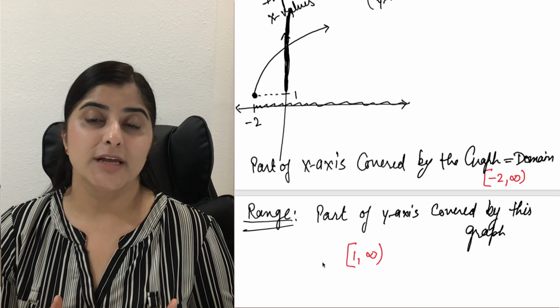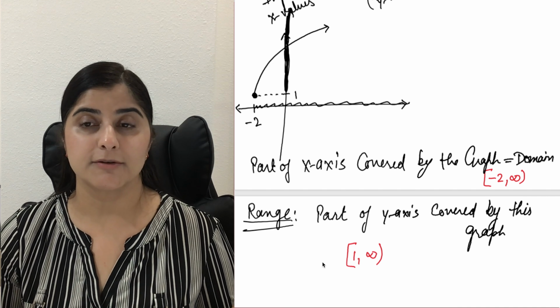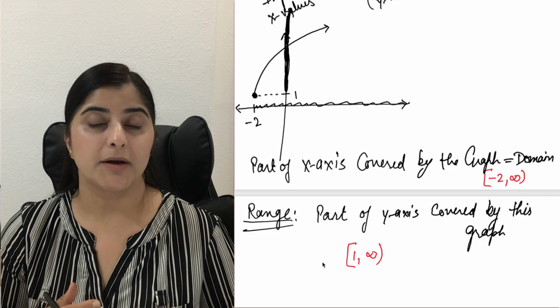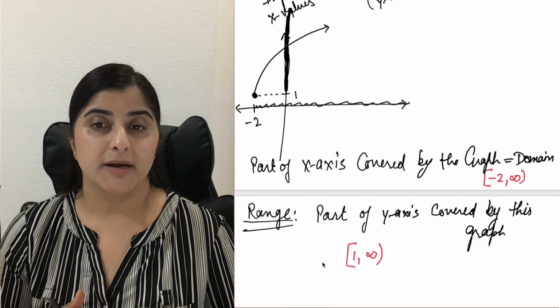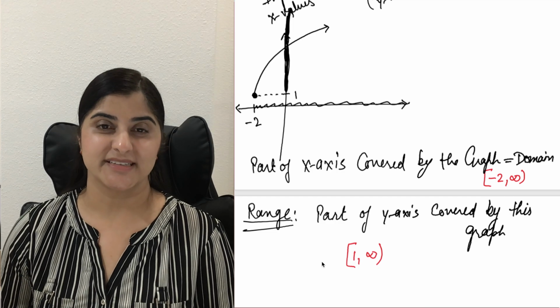So this is how we look at the graph of the function and see how much of the x-axis is covered by the curve of that graph, and how much of the y-axis is covered by that graph, and that's how we decide the domain and the range of the function.